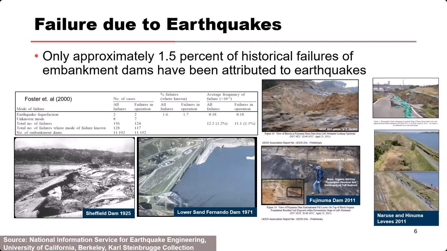In 2011, Fujinuma Dam in Japan, we had a liquefaction in the foundation during the Tohoku magnitude 9 earthquake with ground accelerations around 0.3 g. And it failed and sent water downstream. And then there are also several levees in Japan that either failed or were severely damaged.